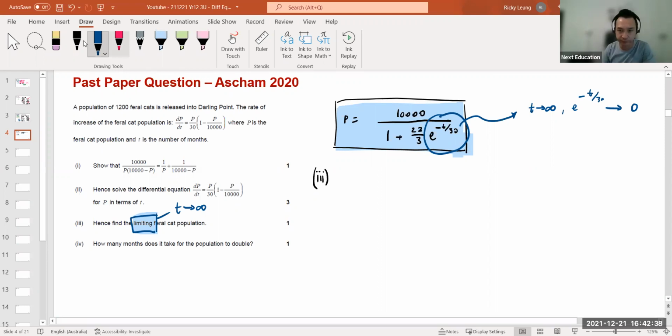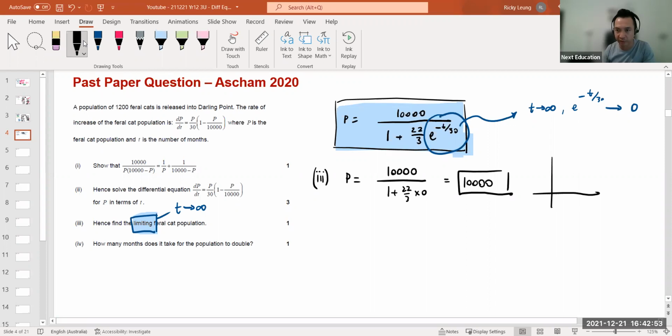So therefore, P equals 10,000 over 1 plus 22 on 3 times 0, which is just 10,000. In other words, if you remember the graph that I drew, the highest one there is N, or in this case, 10,000, as the population increases.